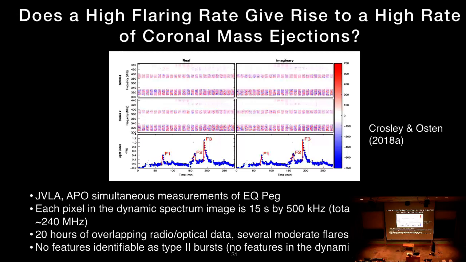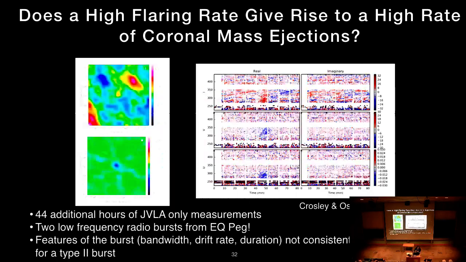Now, if you're listening to me and you're squinting at this plot and you're thinking, it doesn't look like that plot you showed me before with that nice structure, drifting in frequency and time, don't worry, we didn't actually see anything. Your eyes are fine. We didn't see any features identifiable as type 2 bursts. We didn't really see any features, period. We went back on an additional 44 hours of radio-only measurements. This time we did see something. So here's a burst.